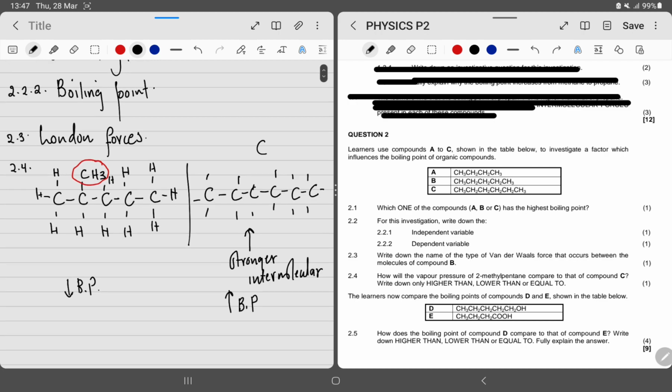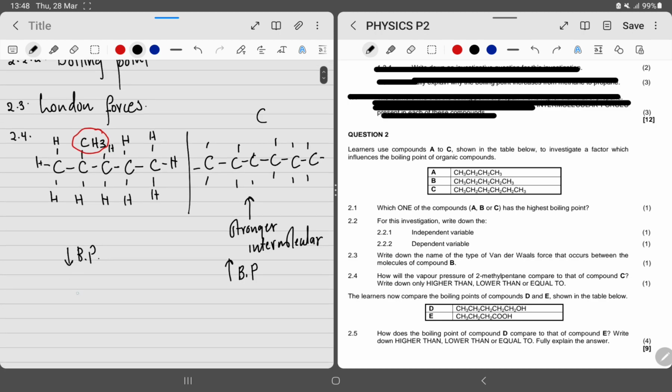Okay. And then we know that the boiling point is inversely proportional to the vapor pressure. So whenever the boiling point increases, the vapor pressure is going to be lower. How will the vapor pressure of 2-methyl pentane compare to that of compound C? So it will be higher than, because the boiling point is low. Higher than.